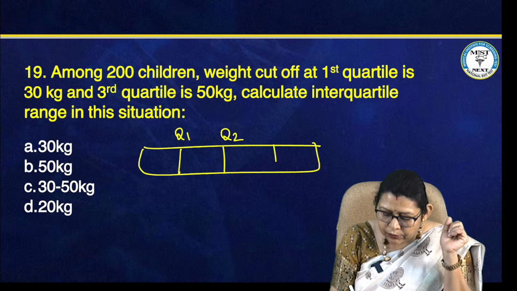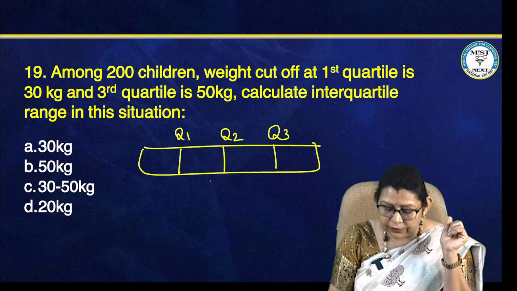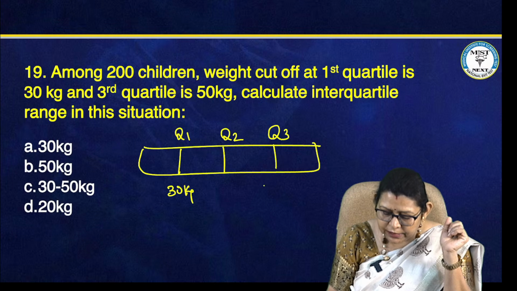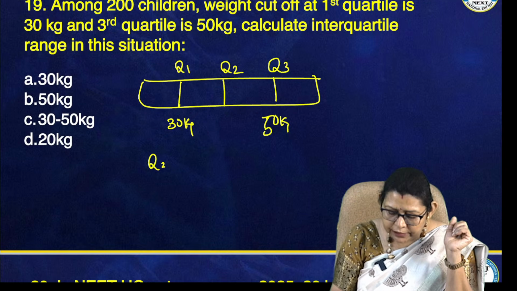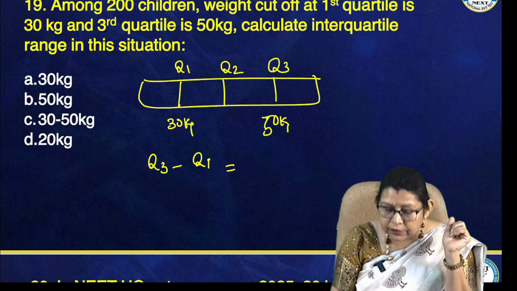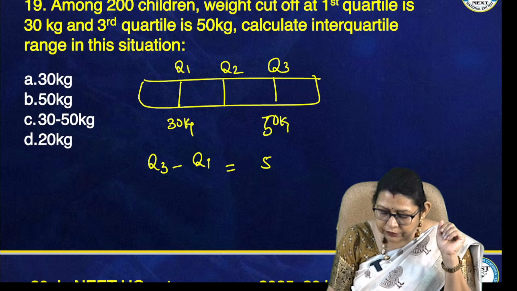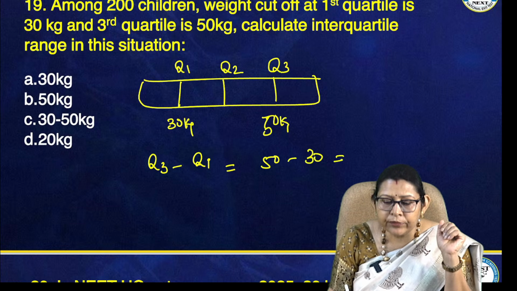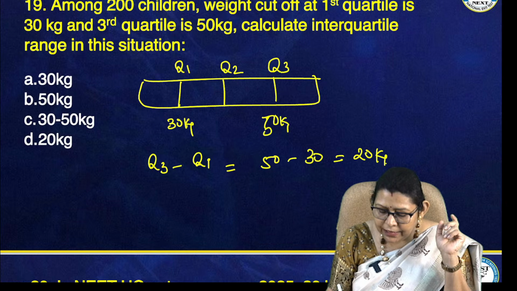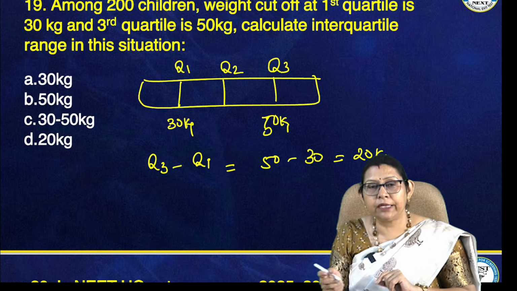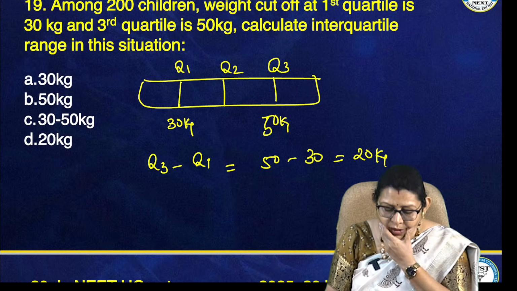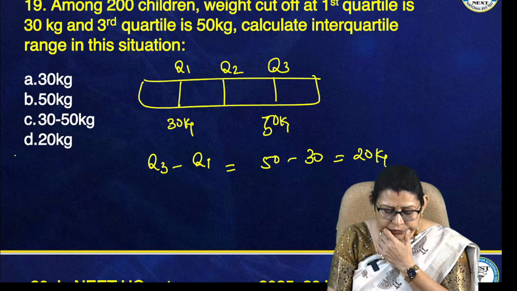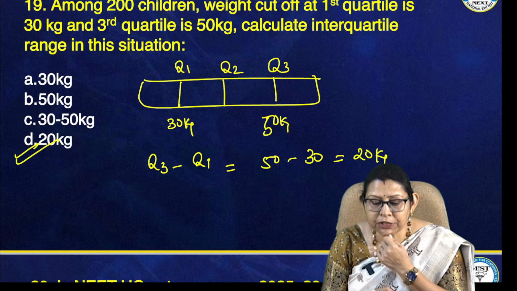This is your second quartile. It is your third quartile. The first quartile is what? It is 30 kg. The third quartile is your 50 kg. And interquartile range is the difference between the first and the third quartile. So it is 50 minus 30, that is your 20 kgs. Okay, so interquartile range is quartile 3 minus quartile 1 and that is 20 kg. Okay, so your answer is option number D.